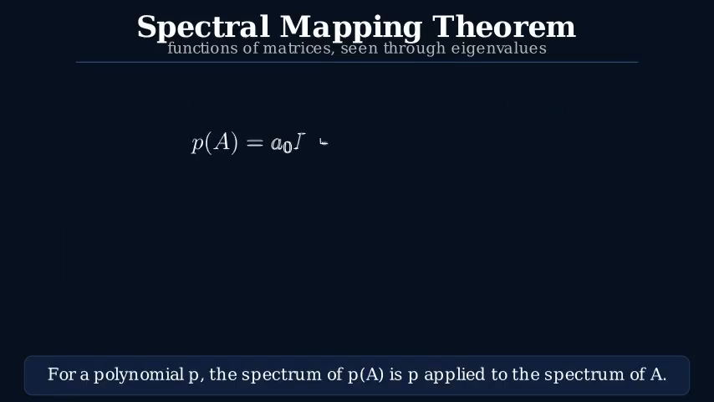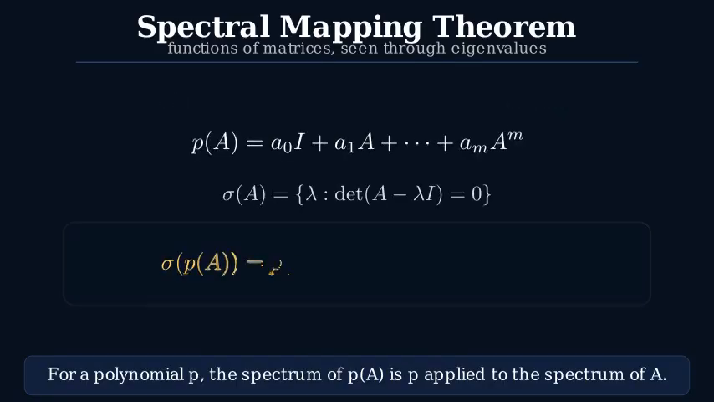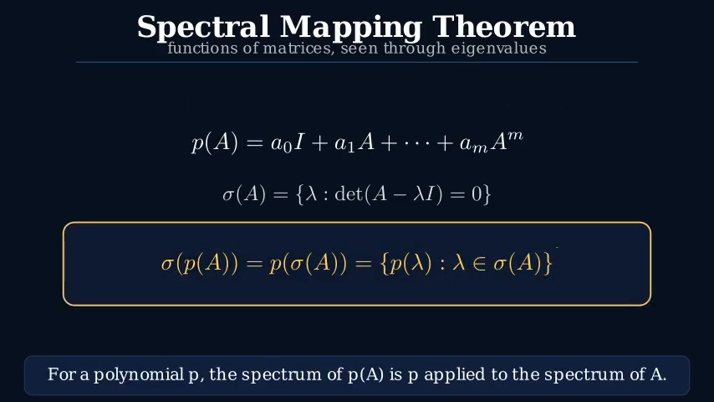Here is the clean finite-dimensional version. Let A be a square complex matrix, and let P be a polynomial. The spectrum sigma of A is the set of eigenvalues, the lambdas where A minus lambda I is singular. Then the spectrum of P of A is exactly P applied to the spectrum of A.